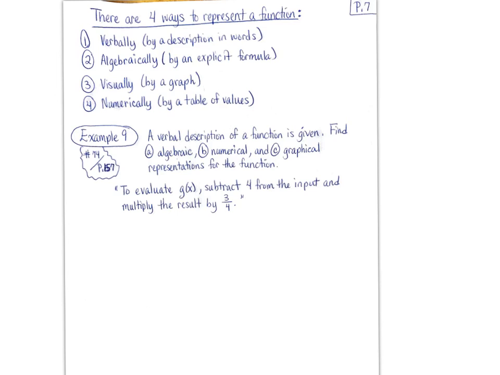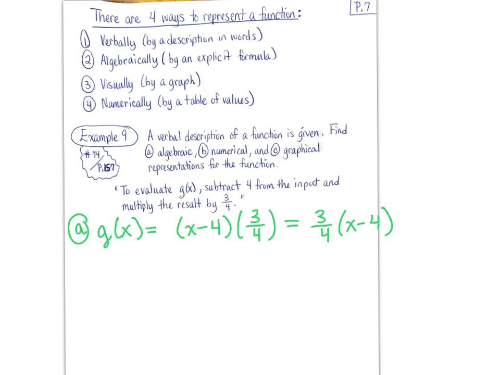So for A, you have g of x is equal to what? X minus 4. Talk a little bit louder. Is it x minus 4? The quantity x minus 4. And then parentheses, multiply that by 3/4. Good. And the only way you can rewrite it is put the constant up front. You can leave it like that, but that's absolutely correct. Good.